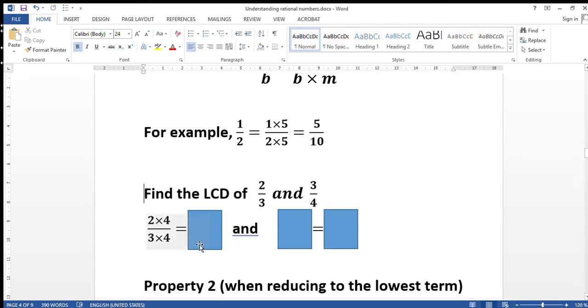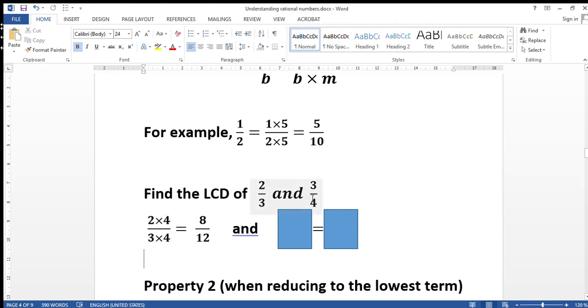Here we have to multiply the denominator 3 by 4 just to get 12. Then if we multiply the denominator by a number, we also have to multiply the numerator by the same number, because we are looking for the least common denominator. So finally, we have 8 over 12. That is for the 2 over 3.